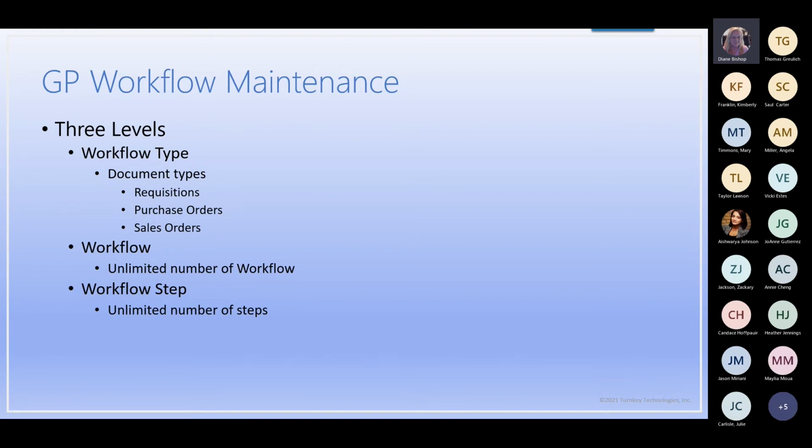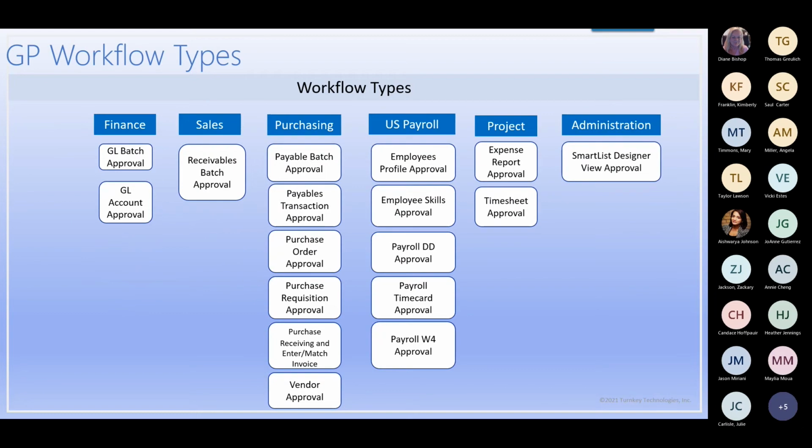Here are your workflow types that you have right now. In finance, you have two. GL batch approval, you can create a workflow for that. GL account approval, if you're creating new accounts, you can set up an approval process for that. And I'm not going to go through every one of these, but take a minute to look at this because there's a lot of them compared to what there used to be. There were only 4 in the previous workflow setup. So you can see that this is really expanded.